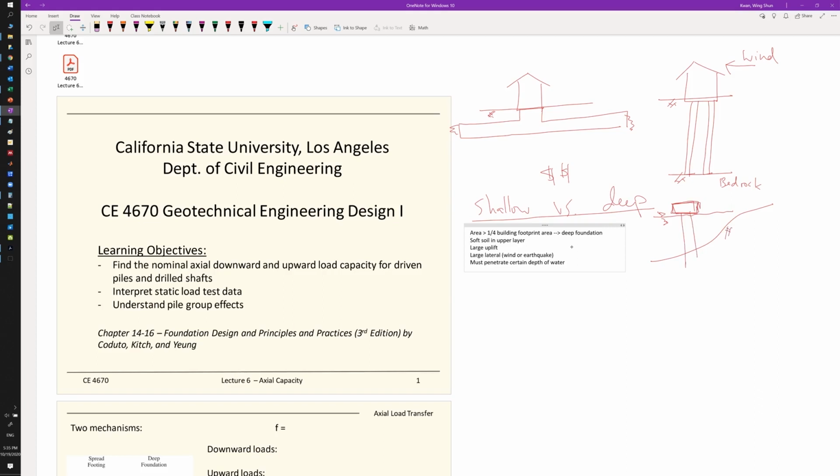Go to the sea. This is the seabed, so that you can pump out the oil from this platform. In that case, it's a very fascinating civil engineering project, building a platform offshore. So in that case, you may want to use deep foundations too. So the list here is kind of factors for you to consider.